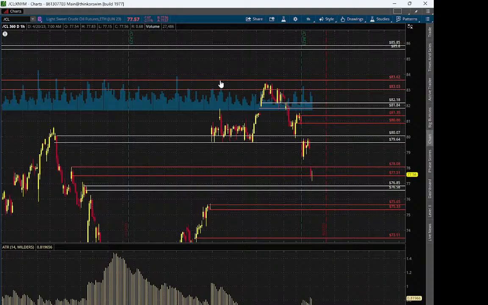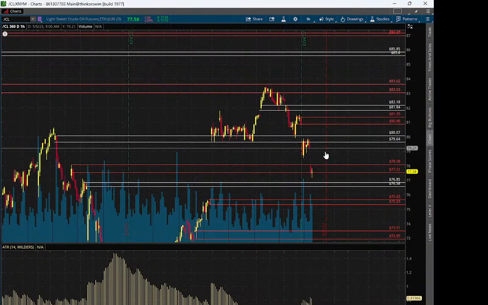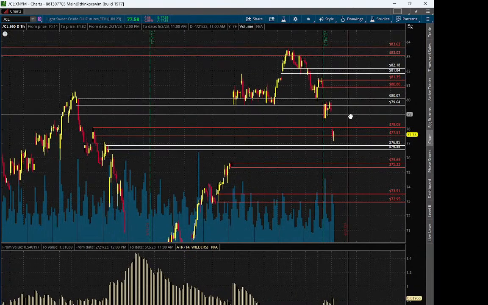Like, I don't have a strong opinion here anymore, right? I had a strong opinion up here when it had the failed breakout and everything we just talked about. But right here, this could easily bounce and come back to this stuff. So, very neutral here, so I'm not going to be trading bigger size.